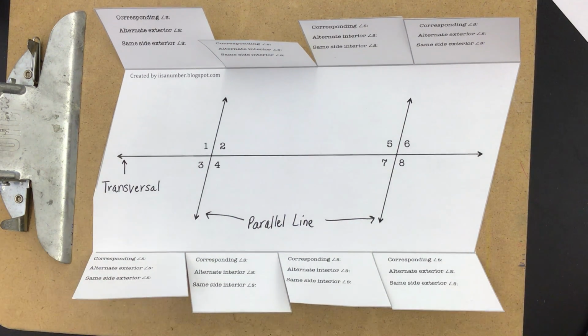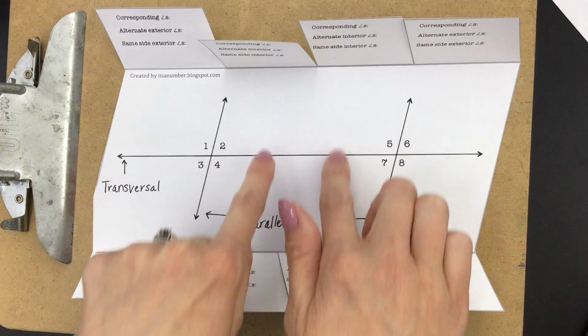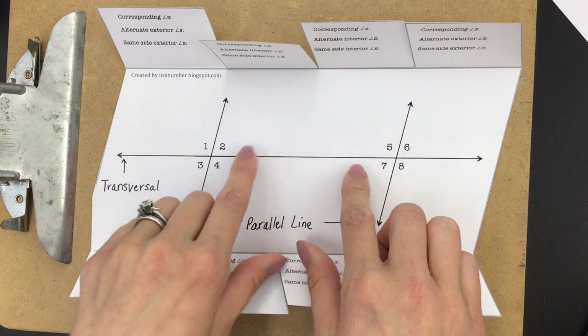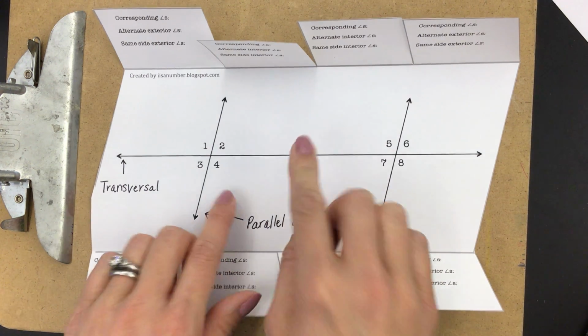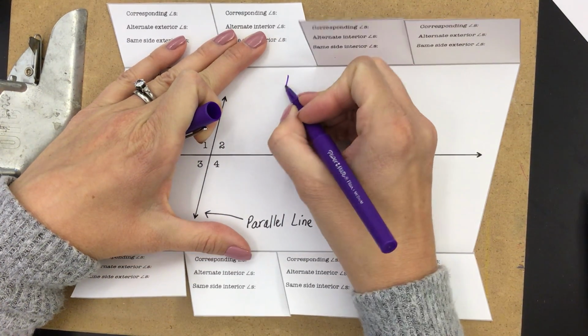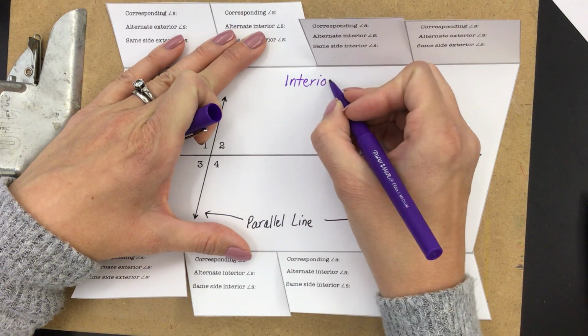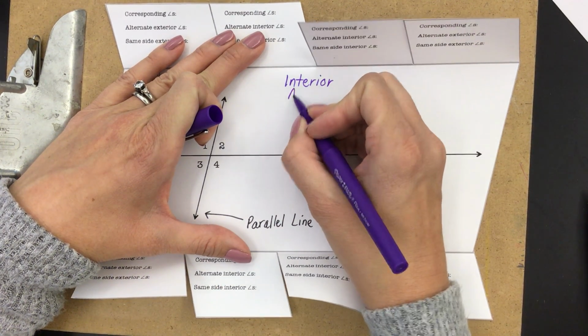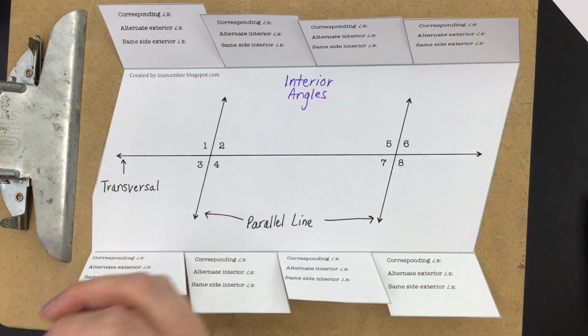Now, all the angles on the inside of the parallel lines have a special name. They are the interior angles. So these angles, 2, 5, 4, 7, they're all on the inside of the parallel lines, so they're called interior. So I'm going to label those. And I'm actually going to color it in too. So these are the interior angles. And I'm going to shade it in.